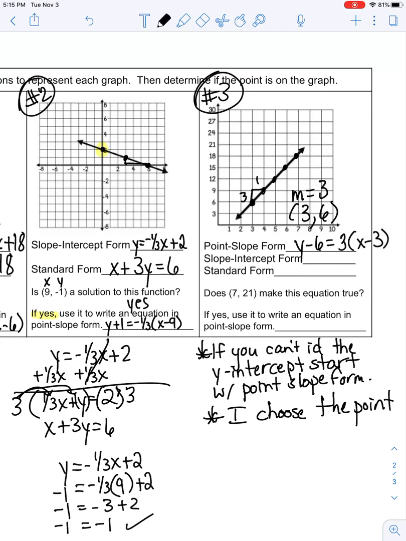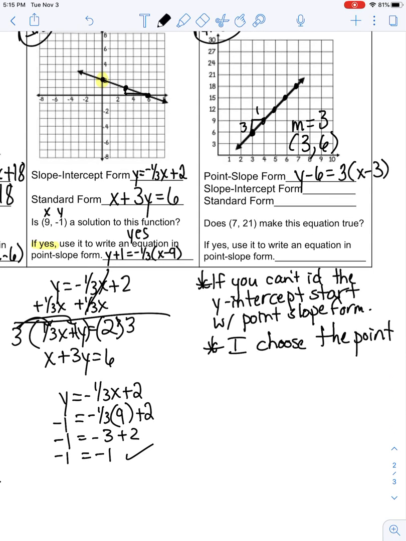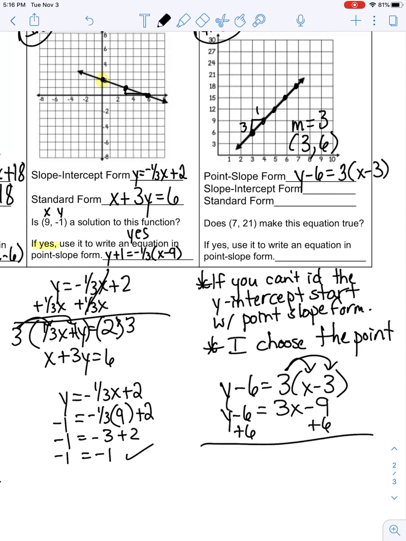Now I can take that equation and I can get it into slope-intercept form. So y minus 6 equals 3 times x minus 3. Let's go ahead and do the distributive property. So you need to be comfortable going between each of these forms. So 3x minus 9. Now I want to add 6 to both sides to get y equals 3x minus 3. So that's my slope-intercept form because it tells me the slope and the y-intercept.